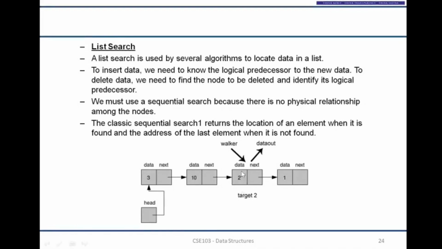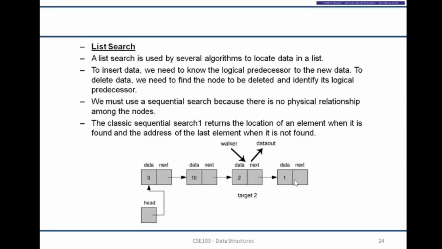So what we need to do is store the address of this 2 in one variable, data out. And also we will store the predecessor node's address, that is 10's address. If you are going to perform a delete operation, the predecessor node's address is important. So in the search we are storing the current node's address if the data is found, and also the predecessor node's address. We will perform this search till the last node of the list. Suppose the walker becomes null and its data is not equal to target, it means the data is not found. So this is the process.